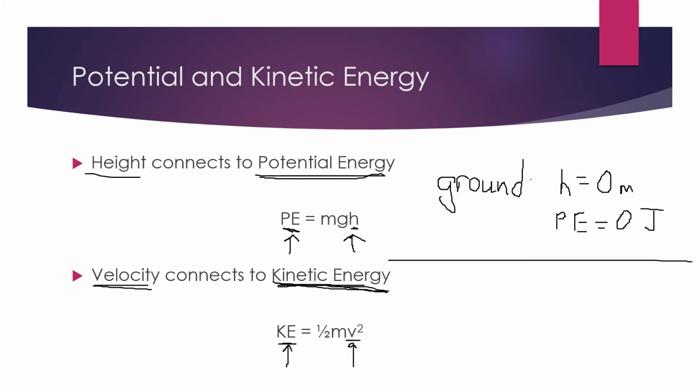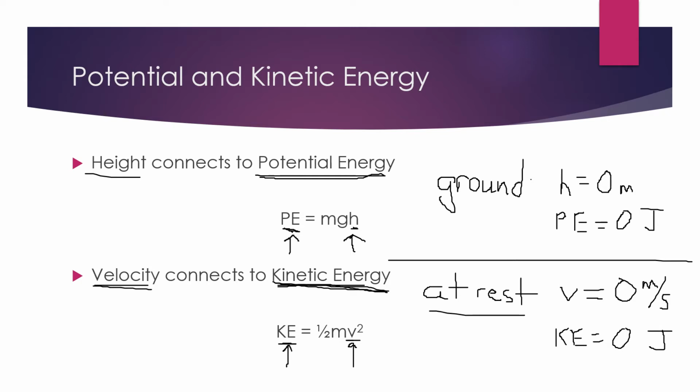When I talk about velocity, if something is at rest or still or not moving, the velocity is 0 meters per second. And if the velocity is 0, the kinetic energy is 0.